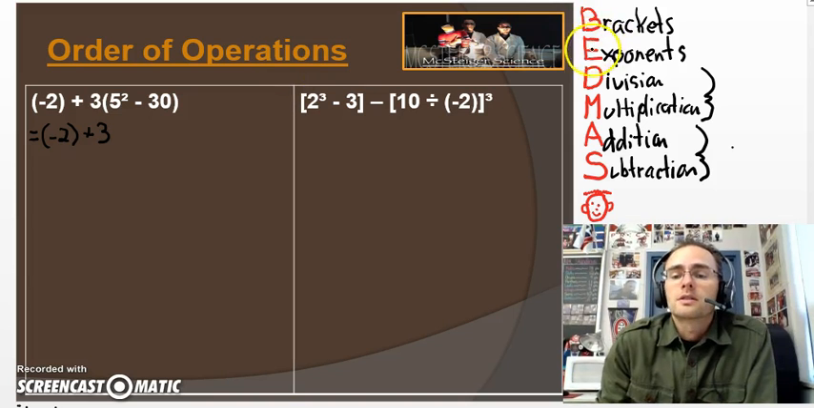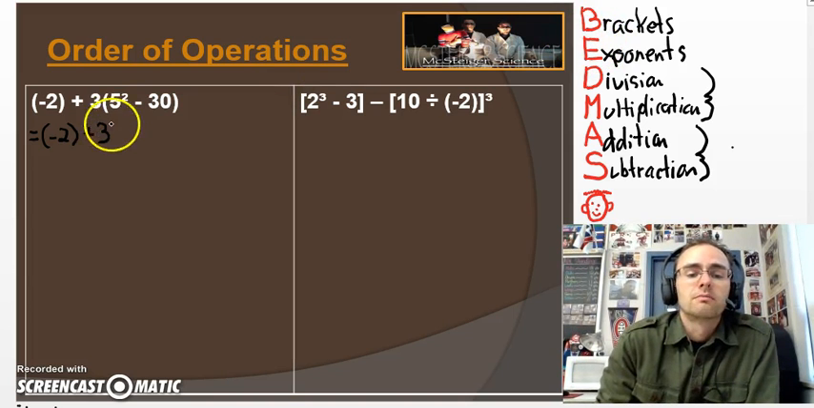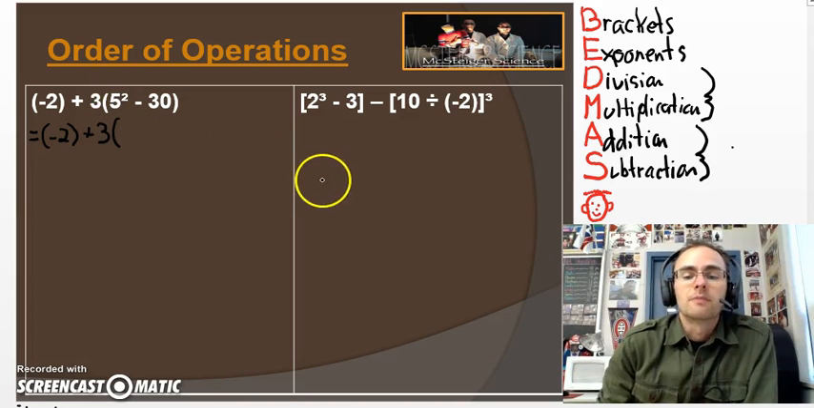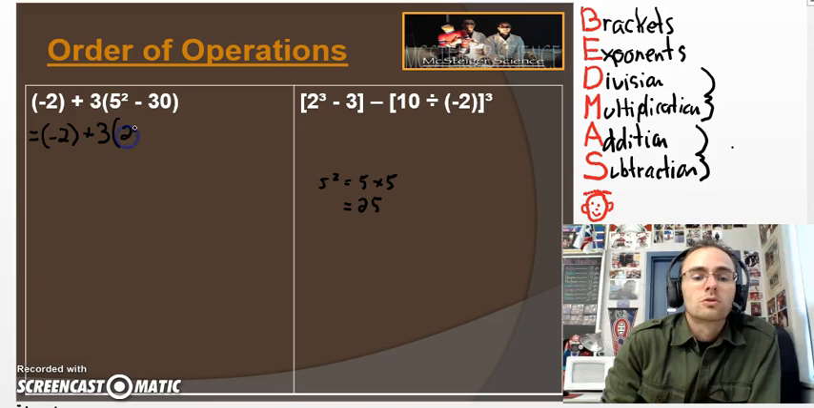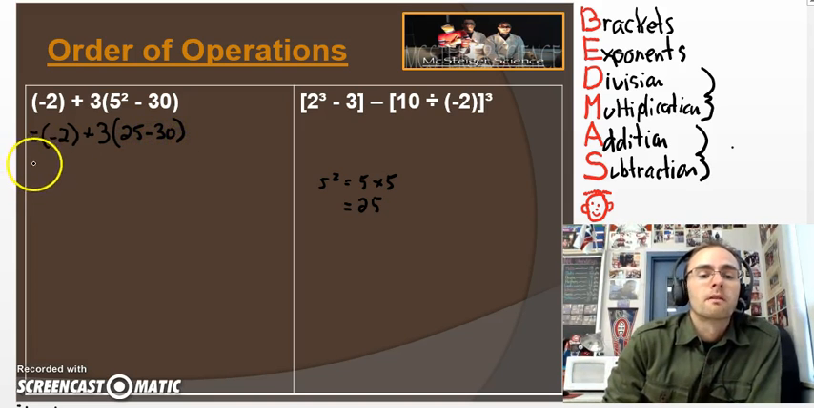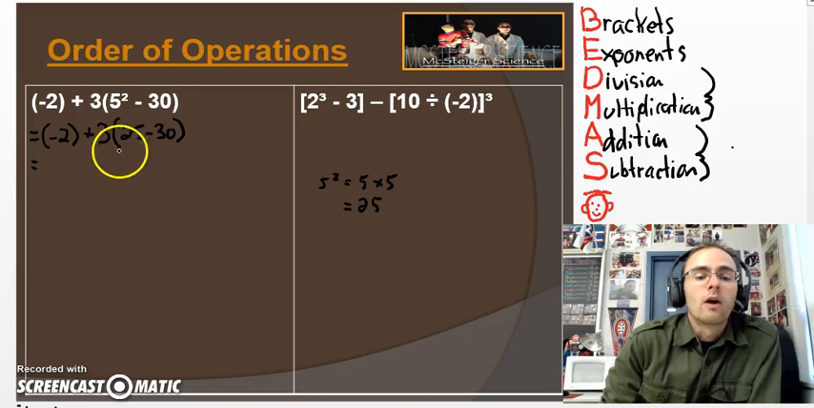According to BEDMAS, it's exponents first. So you follow BEDMAS inside the brackets as well. So the exponent first, so 5 squared is the same thing as saying 5 times 5, which is 25. So 25 minus 30 bracket. So now I still have to solve the bracket. I have to do my subtraction next.